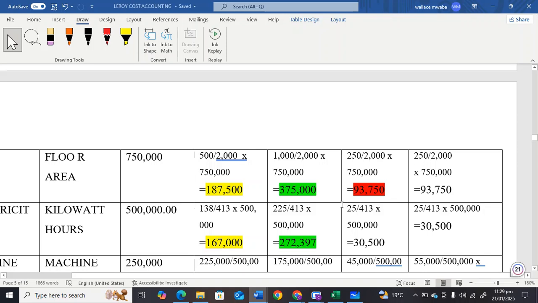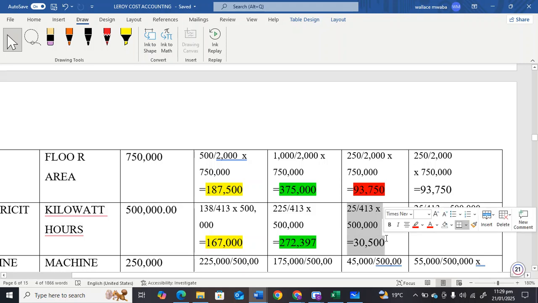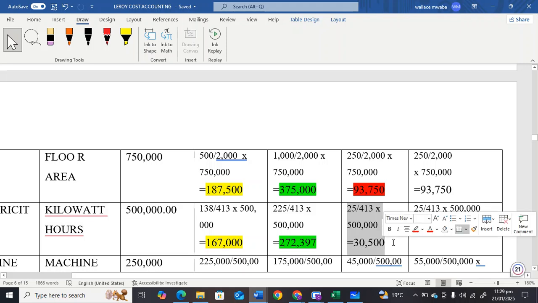Okay. Can someone on the side calculate if this one is also accurate, this 30,500, before we go further, so that once we tabulate everything, we just get one figure. I want to make sure I never rounded off too early on this one also. Someone on the side, 25 over 413 times 500,000. What did you get? I'm just saying, this tabulation here, is it truly giving us 30,500?